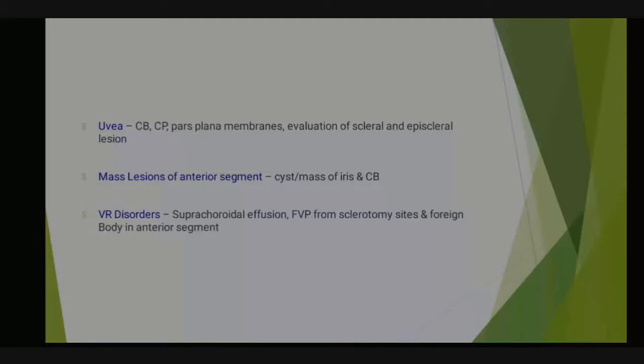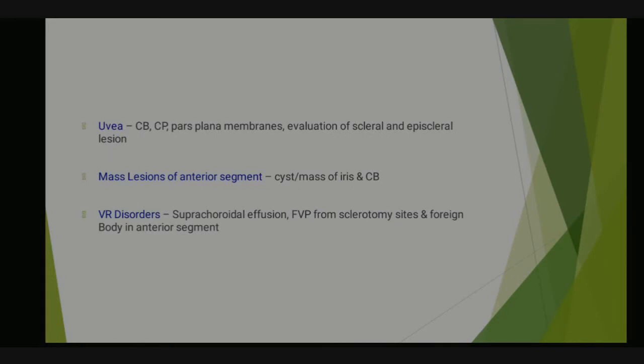What is hypotony? Hypotony is when the IOP is less than 10 mm of Hg. In hypotony cases we see intraocular pressure of 0, 1, 2. In those cases, they will ask to see whether suprachoroidal effusion is there. Suprachoroidal effusion is indicated when there is hypotony.